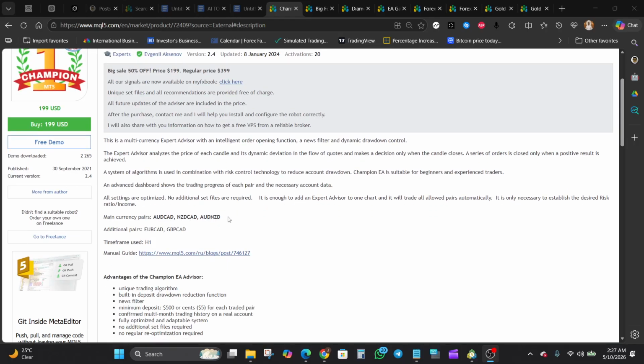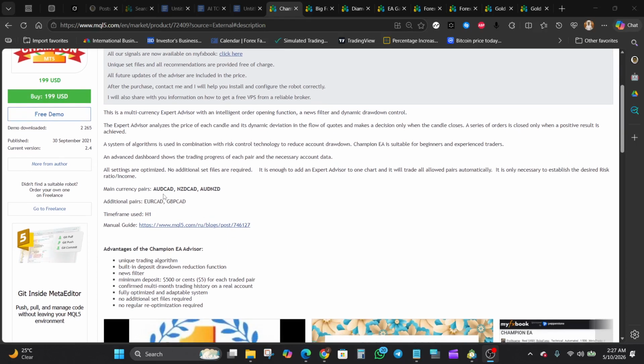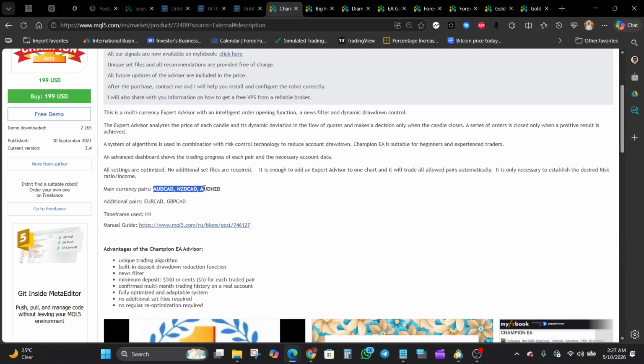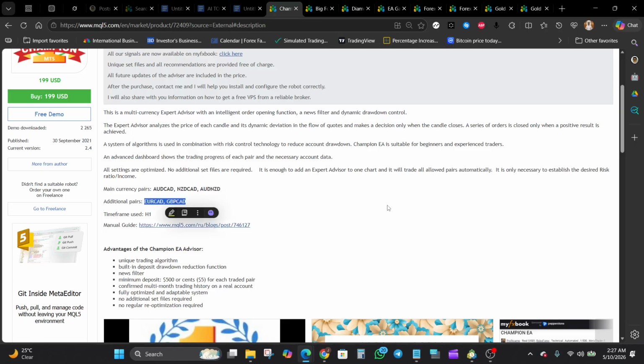Now, the EA is primarily designed around AUDCAD, NZDCAD, and AUDNZD on the H1 time frame, with additional support for EURCAD and GBPCAD. That already gives a pretty good clue about the type of market behavior this robot prefers. These are generally slower moving pairs compared to something like GBPJPY or XAUUSD, which suggests the EA is aiming for controlled recovery behavior rather than extremely aggressive volatility trading.